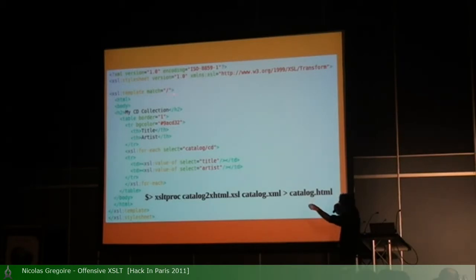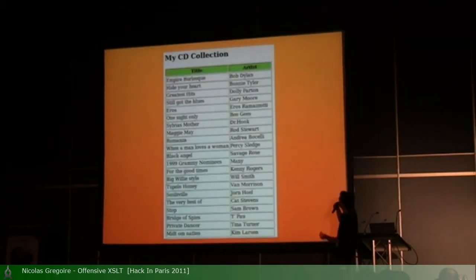Some stuff here. I then generate the header of the HTML page. I begin a table, and for each row, I will fetch the CD entry in the catalog, and I will extract title and artist, and insert them in the result page. So you get this kind of output.